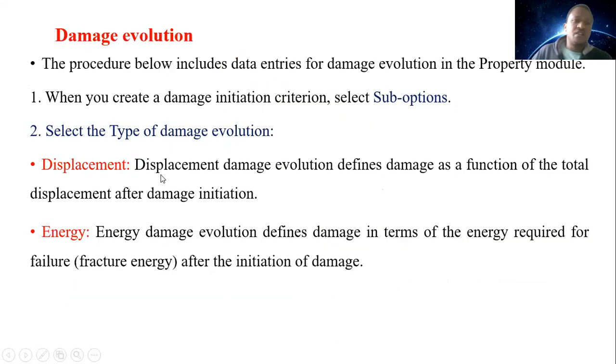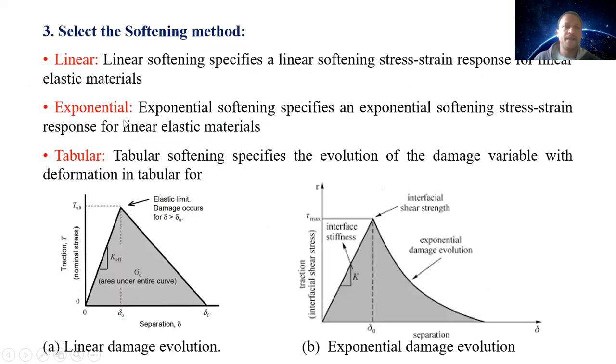Okay. The damage evolution procedure will include data entry of damage evolution in the property module. When you create damage initiation criteria, select the sub option, displacement or energy. Select the type of damage evolution, displacement or energy. Again, select the softening method: linear, exponential, tabular. So the linear softening method characterizes this traction separation graph.